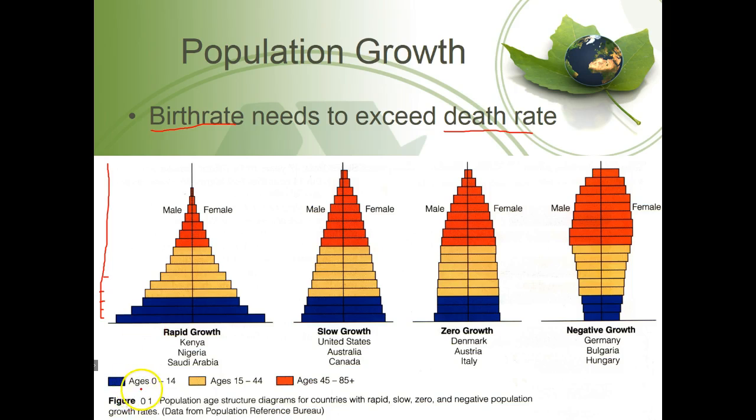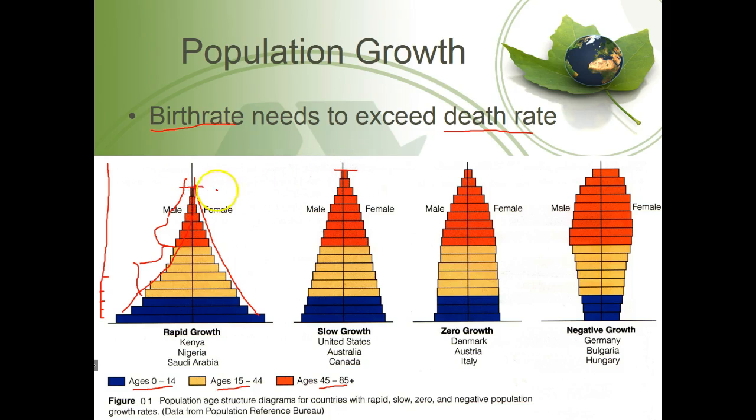These blue years would be ages 0 to 14. The yellow would be basically your reproductive years, which is ages 15 to 44. And then everything above that in this orangey-red color is ages 45 to 85. Now, if you look at slow growth, it's more of a straight-line pyramid. This is more of a curved-line pyramid. This is growing very fast. This is growing very slow. Notice it's still growing because our bars are getting bigger and bigger, but it's growing at a more controllable rate.